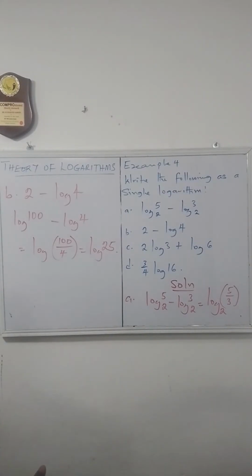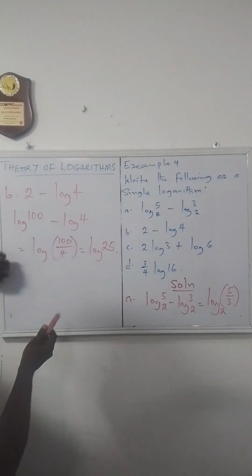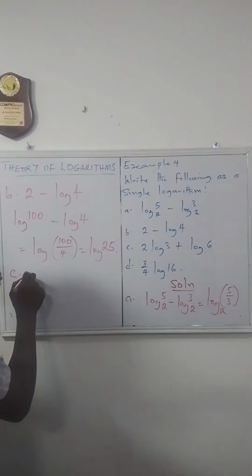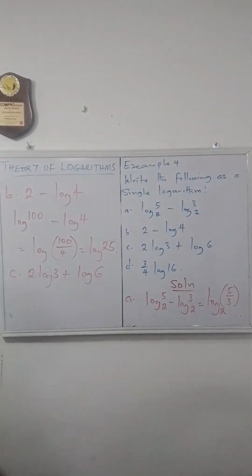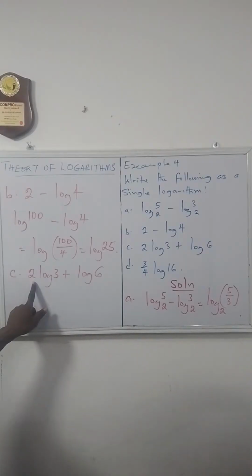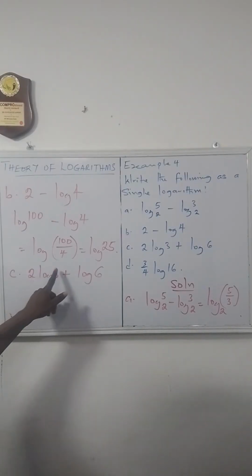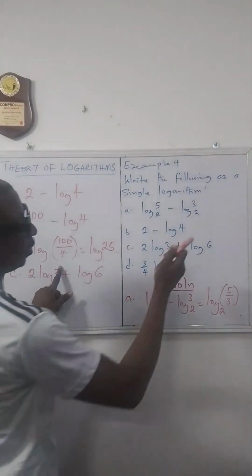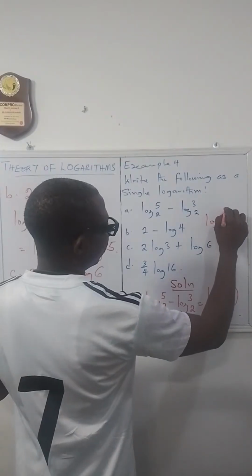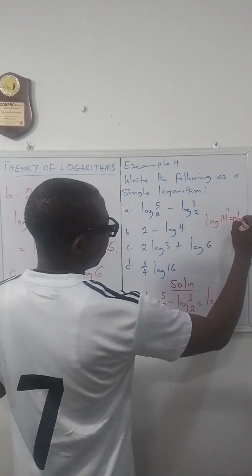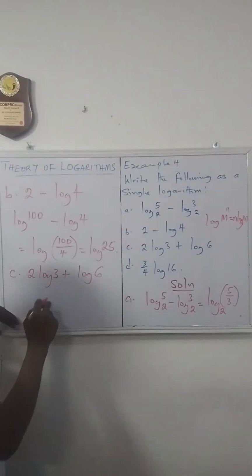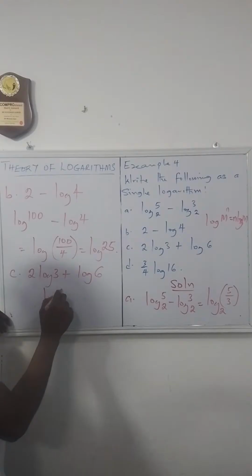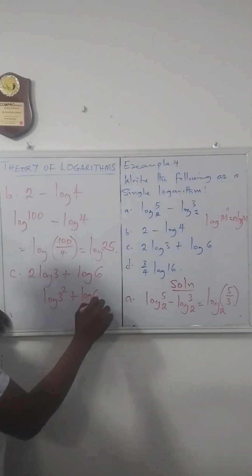Okay. So now let's look at the next one. That's the third one, C. So we have 2 log 3 plus log 6. Okay. So now I'm going to be applying one of the laws of logarithm. Now this 2 moves up. Okay. So the law says whenever you have log of m raised to n, the result will be n log m. So we are reversing the case now. So this is going to be logarithm of 3 raised to the power of 2 plus logarithm of 6.